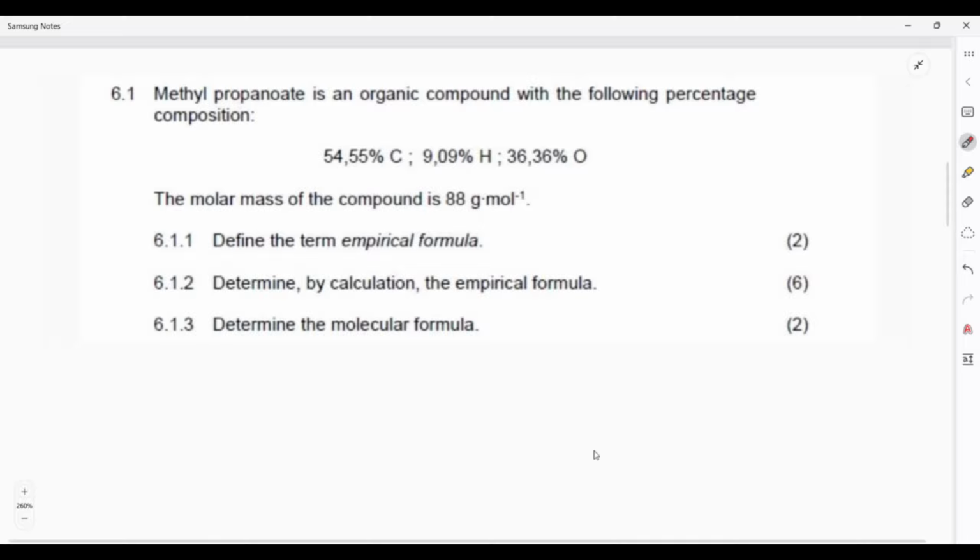Basically, we're going to cook physical science today. This was an exam question paper which was talking about the empirical formula and the molecular formula. So now let's dive into the question and see how we go.